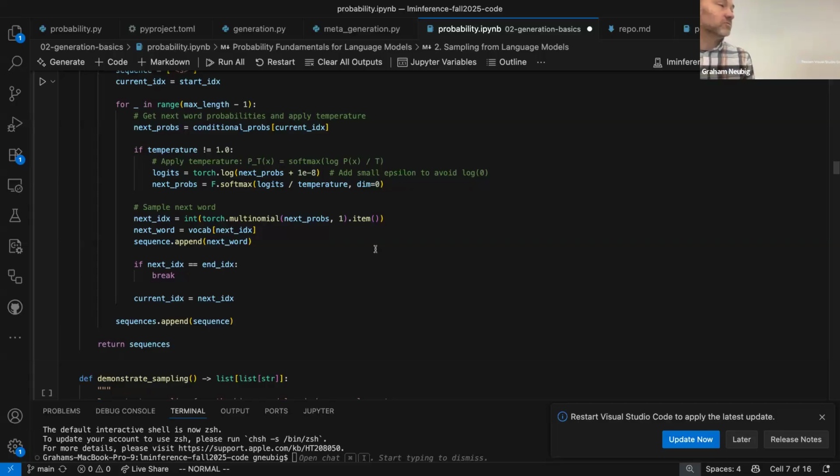What if we set the temperature to 0? It might be undefined at 0, but what's the limit as it approaches 0? There's only one single probable word. Basically the largest token becomes infinitely larger than all of the other tokens, because it's multiplied and then exponentiated.